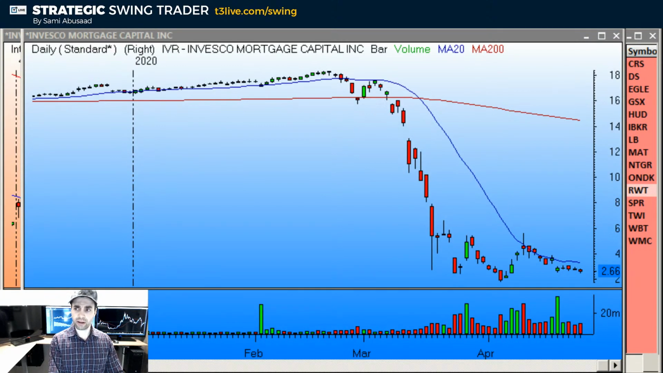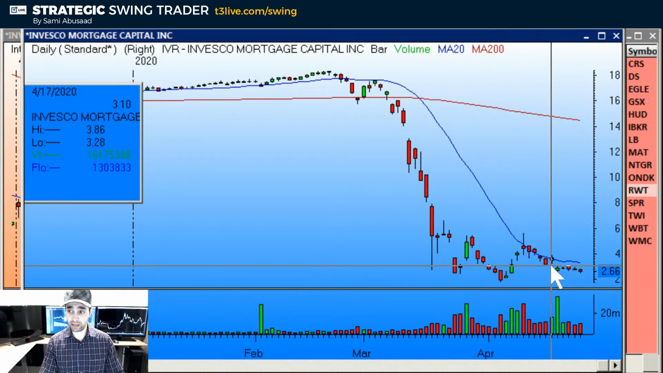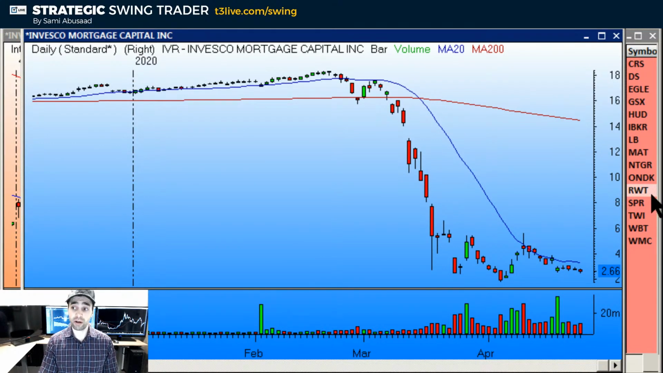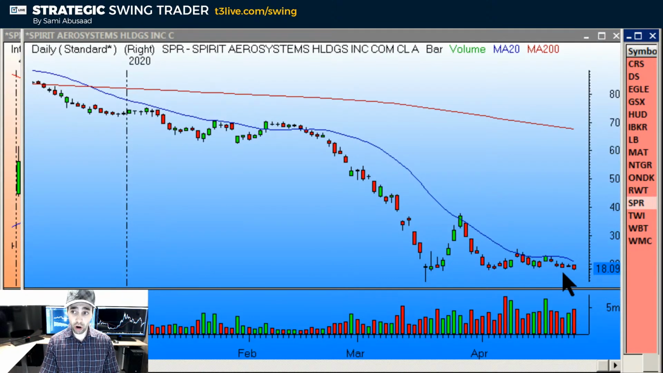IVR, right? Look at that, IVR. That looks like death is approaching, unfortunately, for this company. It looks lower under the base. Could be a short, actually. Stop over the base. Very, very liquid. Average about 10 million shares a day. Under the base, stop above it. Looks even better than the RWT. Almost as good.